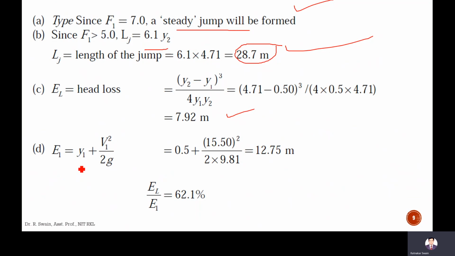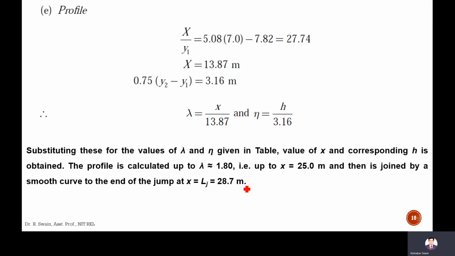And E1 is Y1 plus V1 square by 2g. So to calculate the relative energy loss, EL by E1, we have to calculate E1. E1 is Y1 plus V1 square by 2g. Y1 we know, V1 we have already calculated, and we just put them in and get 12.75 meters. So EL by E1 will be 62.1%.